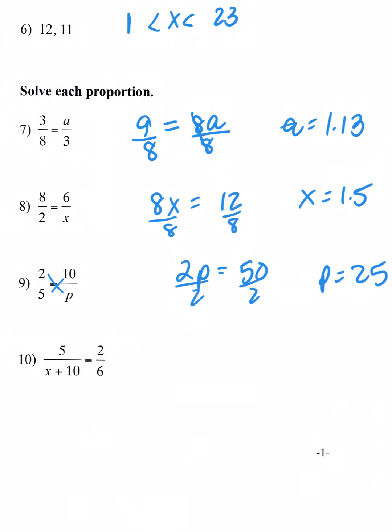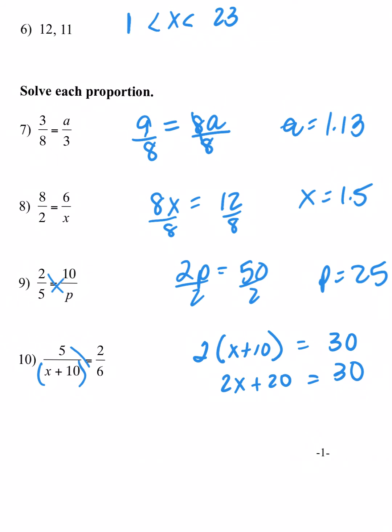Now the next one, there's a sum, so I like putting a parenthesis around it, and I like doing a little extra work. A lot of you get these wrong because you don't do the extra work. So I like writing it out. 2 times x plus 10 equals 30, which is 5 times 6. And that means 2x plus 20 equals 30. And then you subtract 20 from both sides, and you get 2x equals 10. Divide by 2. X equals 5. So that's the first page.